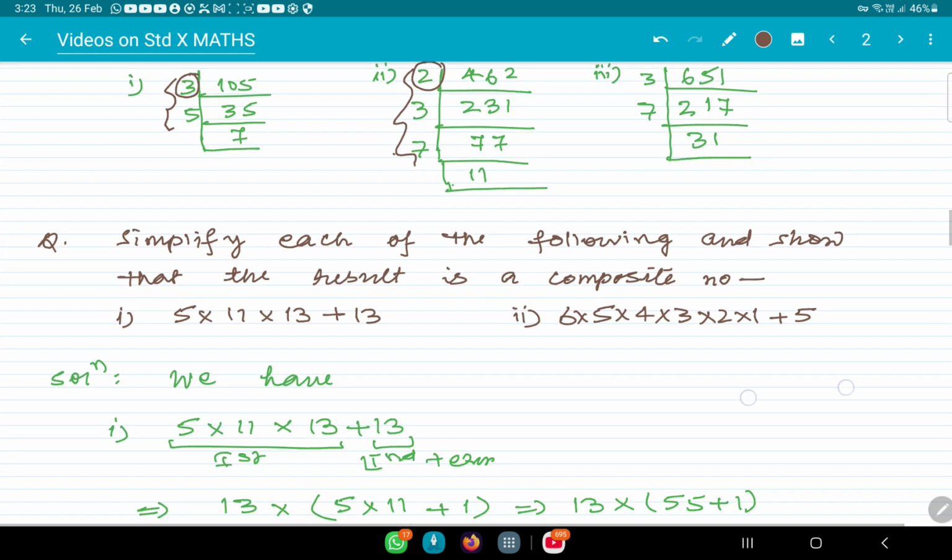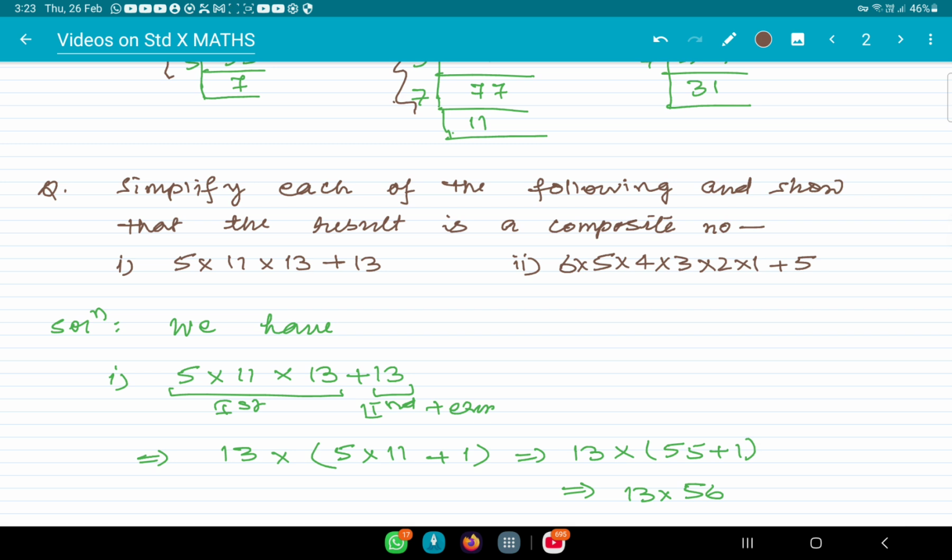Okay. Now the next question is, simplify each of the following and show that the result is a composite number. So they are saying that your result should be a composite. Composite means a number which has more than two factors, because a prime number always has only one and itself as factors.